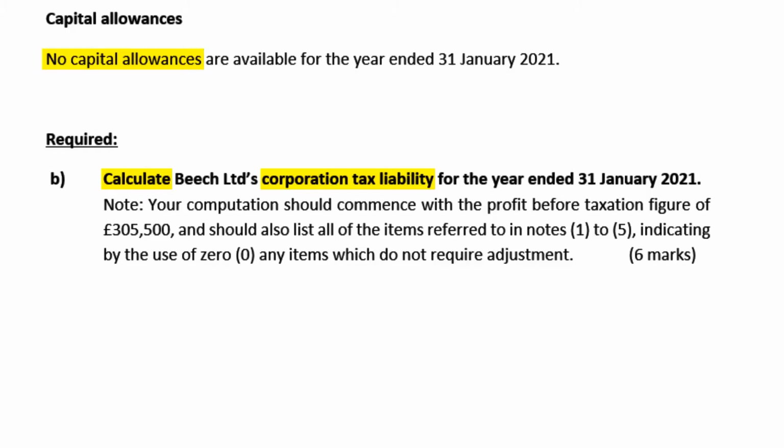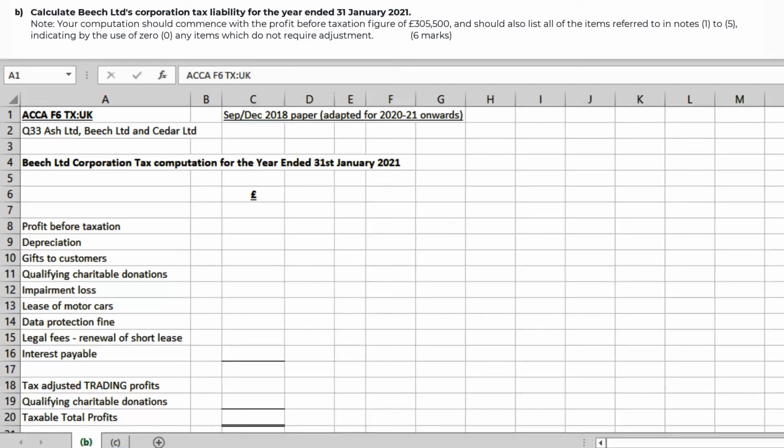For the year ended 31st Jan 2021, note your computation should commence with the profit before taxation figure of 305,500 and should also list all of the items referred to in notes 1 to 5, indicating by the use of 0 any items which do not require adjustment. So anything that we've seen, any figures, any information, we'll have to make some sort of disclosure about it. And if it does not require adjustment, we just use a 0. And that is for 6 marks. Okay, so for 6 marks, we need to work out the corporation tax liability for Beech Limited, and I suggest that you have the question paper printed out in front of you or on a device.